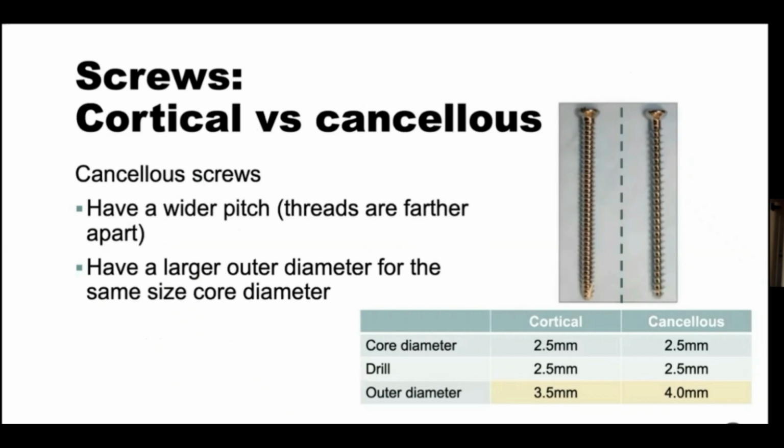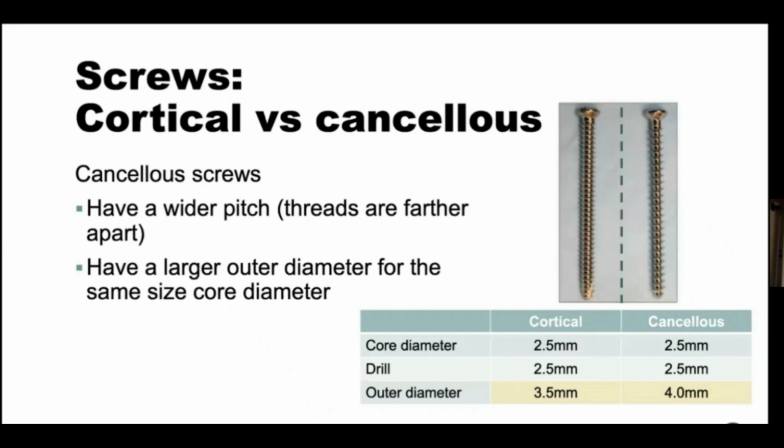So, understanding the difference between cortical and cancellous screws. On this picture, you're going to see a cortical screw on the left and a cancellous screw on the right. The idea is that cancellous screws have a wider pitch, which means the threads are further apart than they are for cortical screws. And so they have a larger outer diameter for the same core diameter.